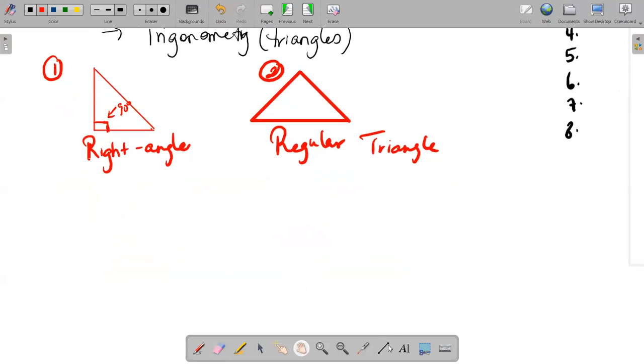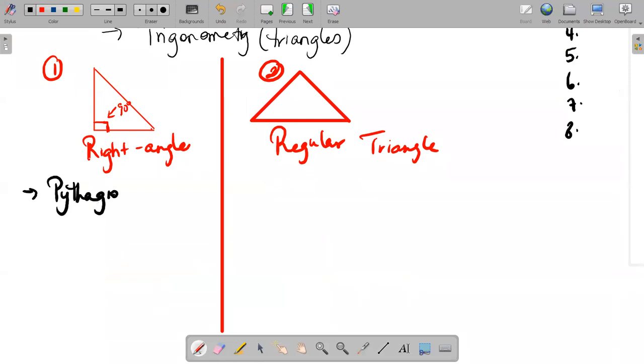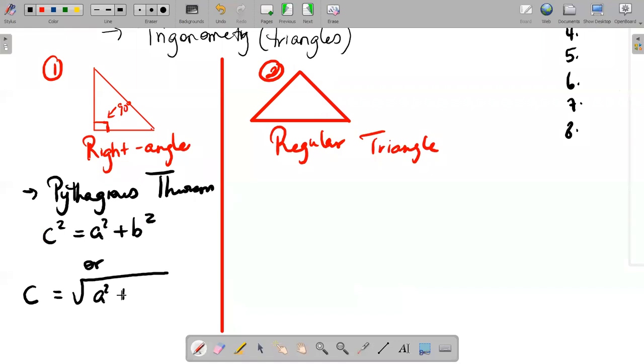I'm just going to quickly ask if you remember them before we start. When it comes to the right angle triangle, the first law that you should know is Pythagoras theorem. The formula for that is C squared is equal to A squared plus B squared. Or a more direct version of the same formula is C is equal to the square root of A squared plus B squared. I'm just going to quickly explain when you use this.